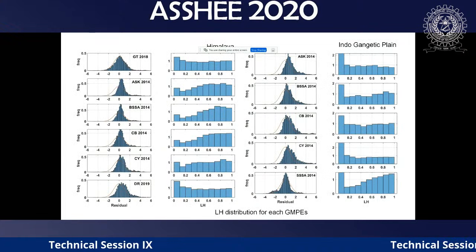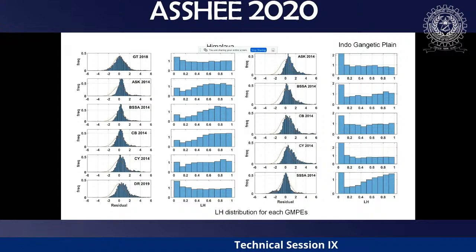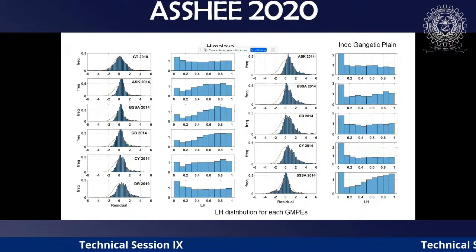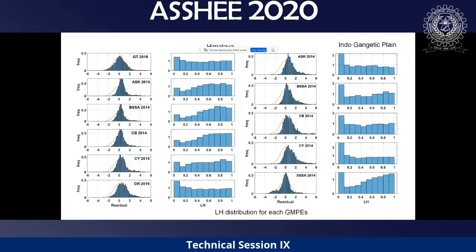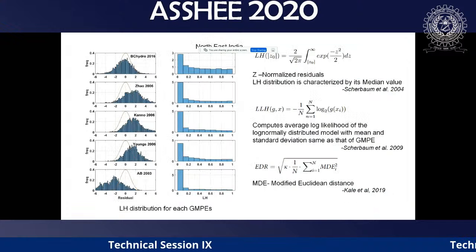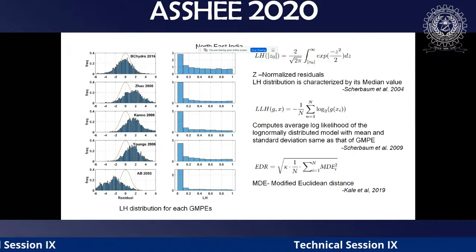Now to find the weightages for all these equations, there are several approaches: the likelihood method, log likelihood, and the Euclidean distance method. We did all these types of statistical analysis to find the weightages for these GMPEs. We computed log likelihood and modified Euclidean distance. I am showing you the references also.